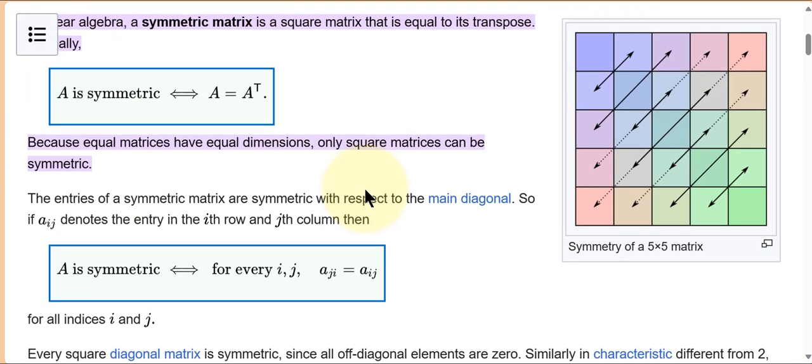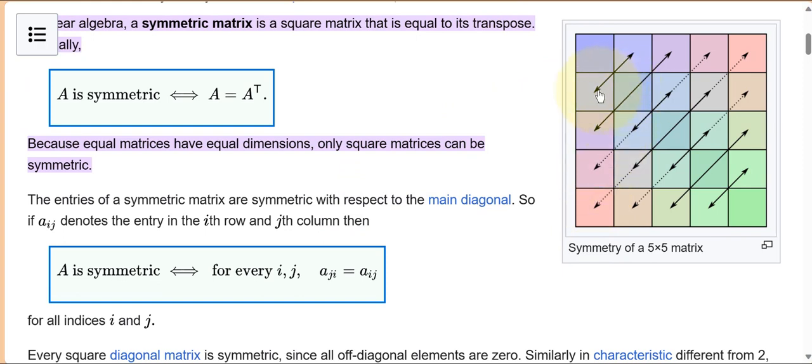And they illustrate that here in Wikipedia like this. This element and this element are the same. This element and this element are the same. And so on. So again, this is the definition, but this is kind of the visual idea of it.